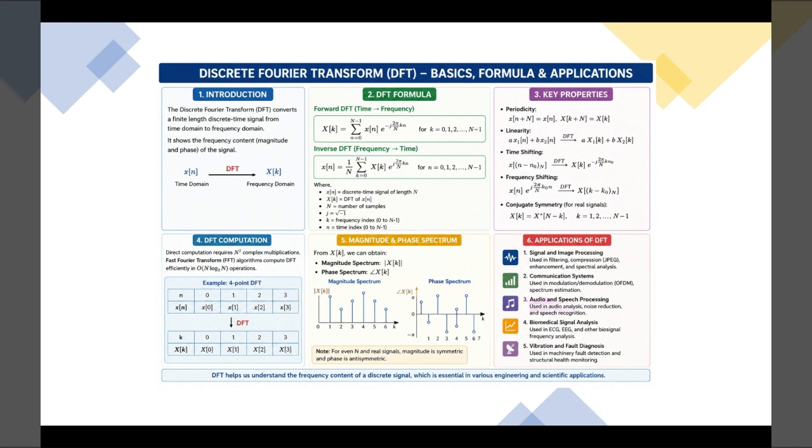n we always represent the sample. Here it is from 0 to 3. In the example of 4 point DFT, you can see n is from 0 to 3 and the corresponding x of n values are also shown. For equivalent frequency representation, we use k. Here it is 0 to 3, X of k 0 to 3. So we can obtain magnitude spectrum and phase spectrum from this Fourier transform as shown. For an even and real signal, the magnitude will be symmetric in nature, whereas phase is asymmetric.